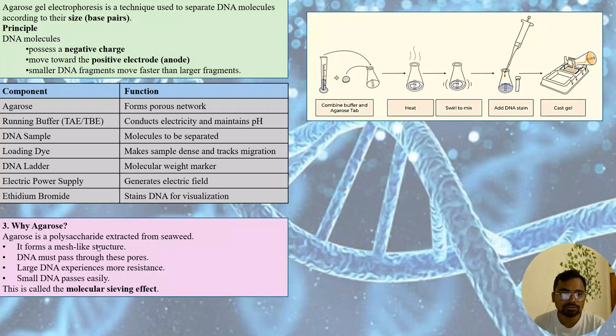Why agarose? Agarose has a mesh-like structure, so DNA can easily pass through the pores of that mesh. Larger DNA experiences more resistance and smaller DNA experiences less resistance. The mesh has a fixed pore size, so bigger substances passing through that mesh face some resistance.